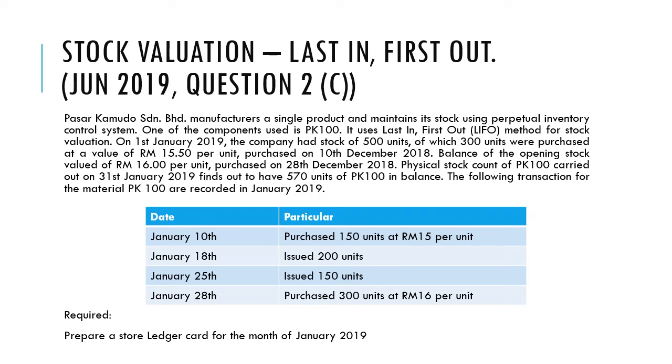So they give you the activity that the storekeeper has made during the month. On January 10, the storekeeper purchased. On January 18, the storekeeper issued. Issue means they take out the stock from the store and give it to the production department. January 25th, they issued, and then January 28th the storekeeper purchased another 300 units at 60 ringgit per unit.